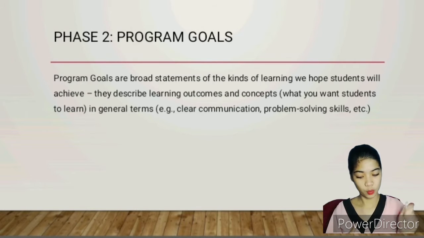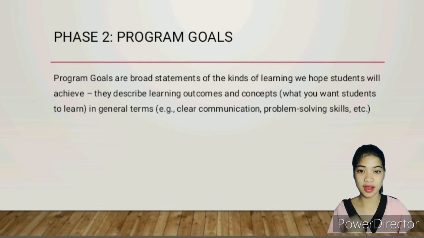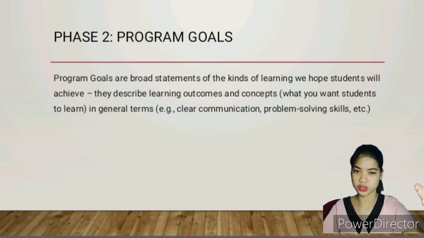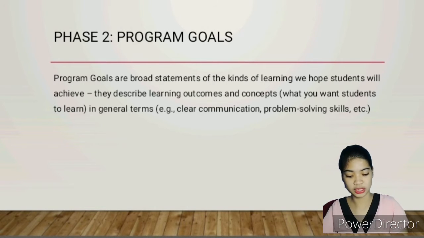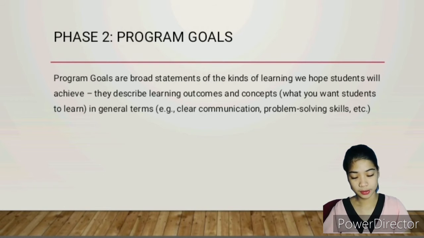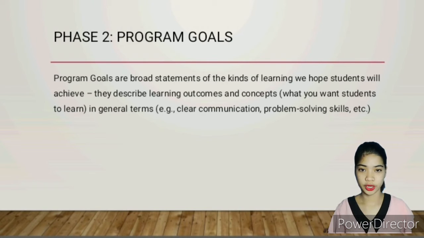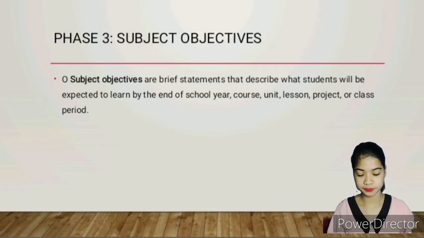Phase number 2 is what we call the program goals. Program goals are broad statements of the kinds of learning we hope students will achieve. They describe learning outcomes and concepts, or what you want students to learn as a teacher. In general terms, for example, clear communication, problem solving skills, etc. In other words, program goals are the ultimate goals that students achieve to apply in the future.